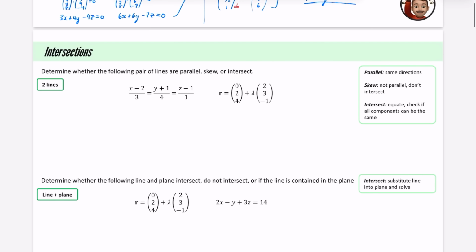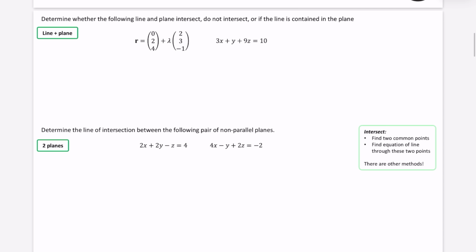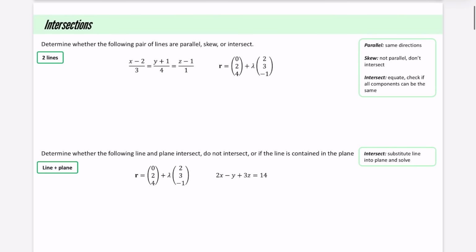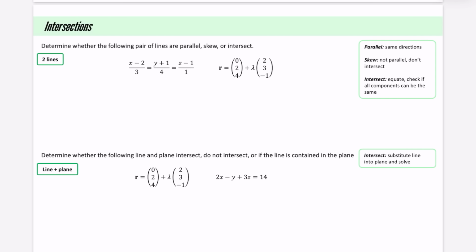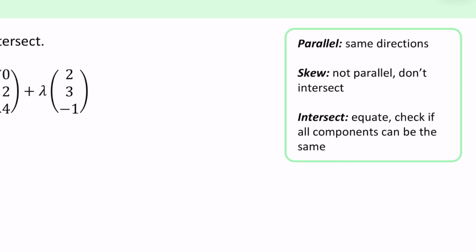Now, what do we do with these things? Once we've got the equations of planes and lines and stuff, we are quite interested in how things intersect with each other. And we're going to begin by having a look at 2 lines. We start looking at lines and planes, and then we look at another one with lines and planes, and then some stuff with 2 planes as well. So, we're going to look at whether these 2 lines here and here are parallel, skew, or whether they intersect each other. If they are parallel, then they have the same directions. If they are skew, they are not parallel, but they also don't intersect.